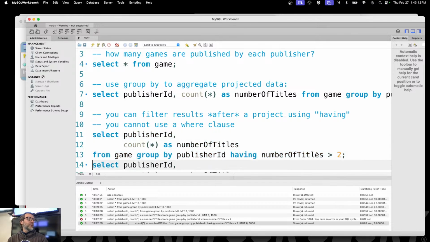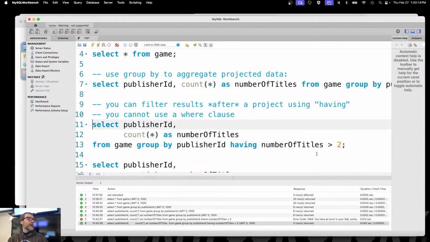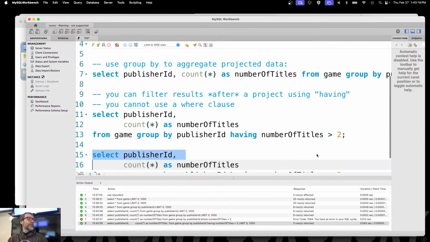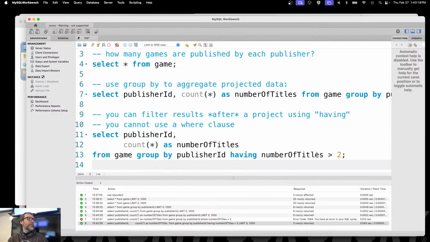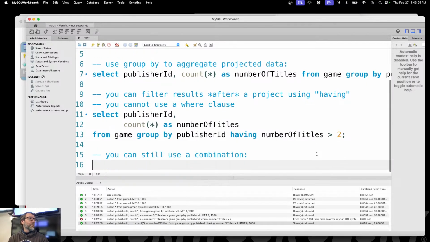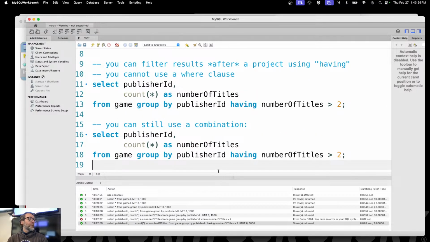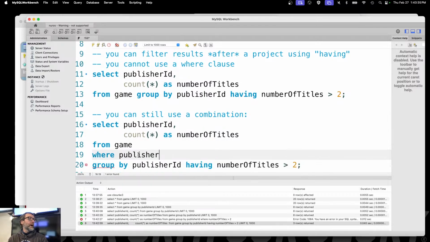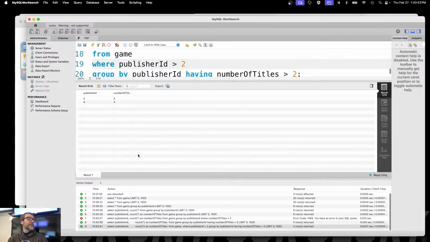Let me go ahead and restore the original as well. I guess that was the original up there. I don't need to copy that. There we go. You can still use a combination though. So for example, if I wanted both a where clause and a having clause, from game group by, I can put a where clause, but it has to be at the appropriate place. Where publisher ID is greater than 2, group by publisher ID having number of titles greater than 2.